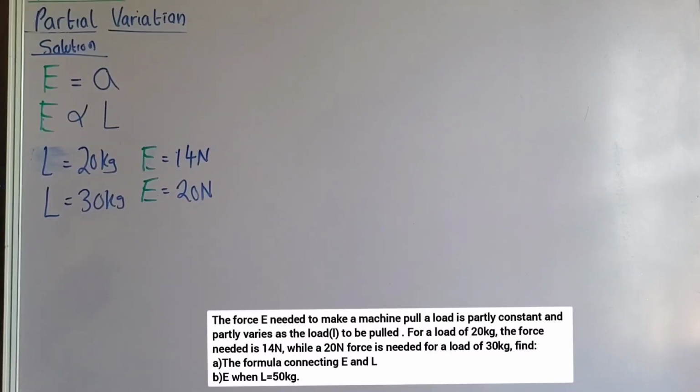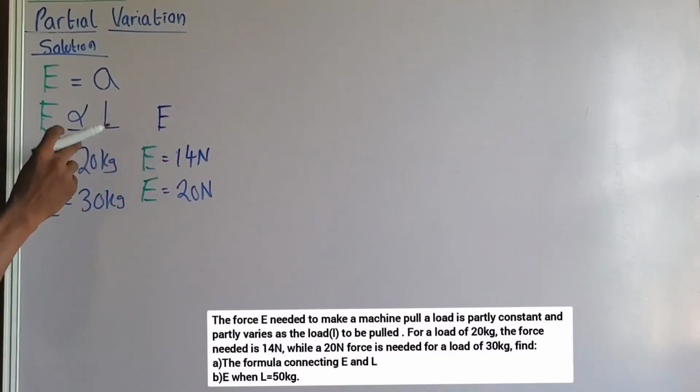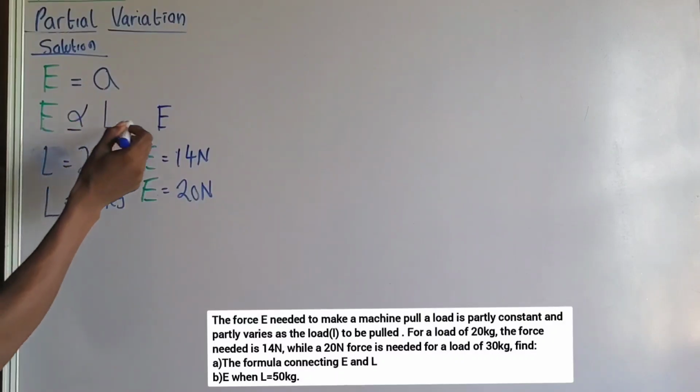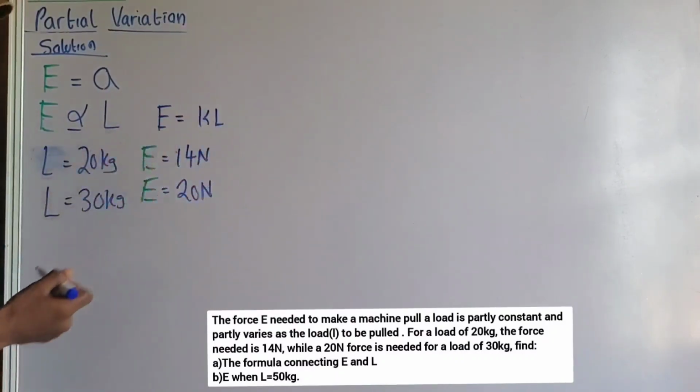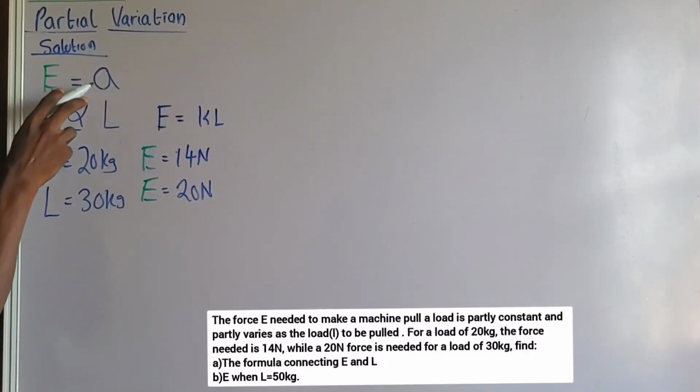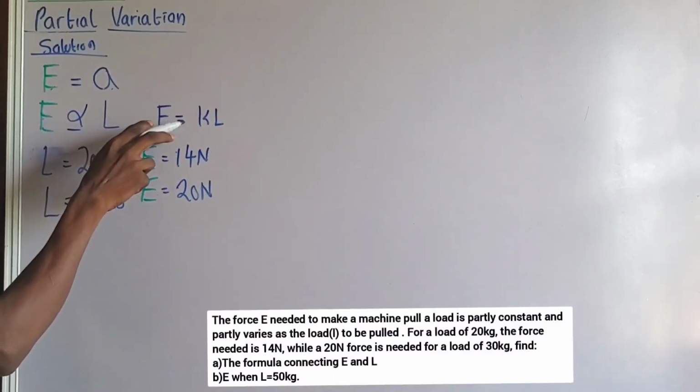So now the formula connecting E and L. To get the formula connecting E and L, we need to know the value of this constant. And we also need to change these variation signs to an equals to sign. From our basic knowledge of variation in our previous class, changing the variation sign to an equals to sign, we have the effort or the force equals K multiplied by L. So the force is equal to A, and the force is also equal to KL.